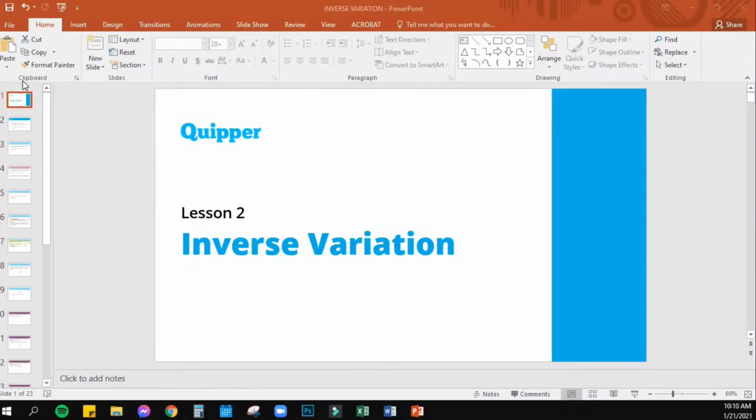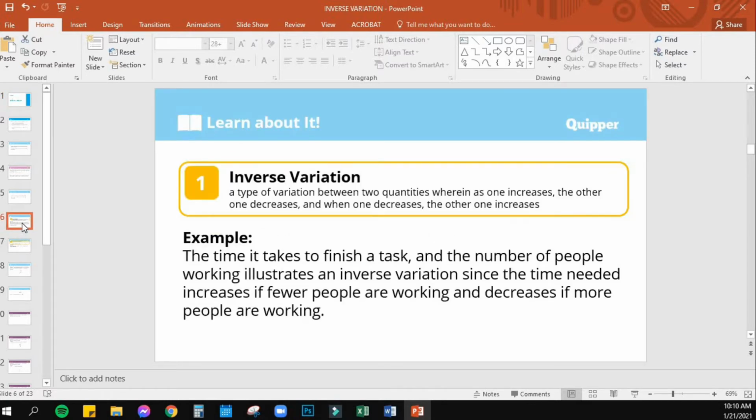Okay, let's proceed to the inverse variation. When we talk about inverse variation, it is defined as a relationship between two quantities wherein as one increases, the other one decreases. Likewise, when one decreases, the other increases. Compared to direct variation, in direct variation, if one increases, the other also increases. If one decreases, the other also decreases.